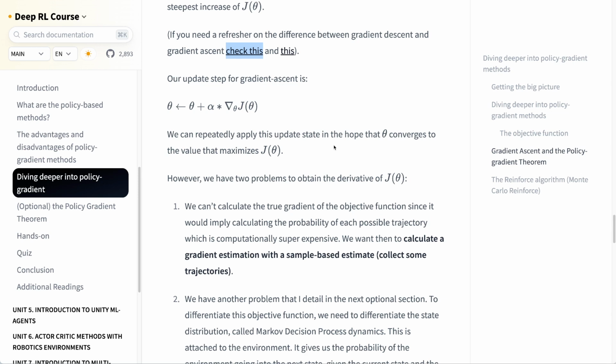However, we have two problems to obtain the derivative of J. Problem number one, we can't calculate the true gradient of the objective function since it would imply calculating the probability of each possible trajectory, which is computationally super expensive. We want then to calculate a gradient estimation with a sample-based estimate. So we collect some trajectories.